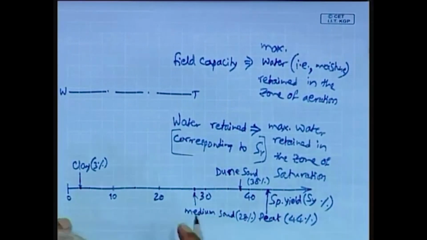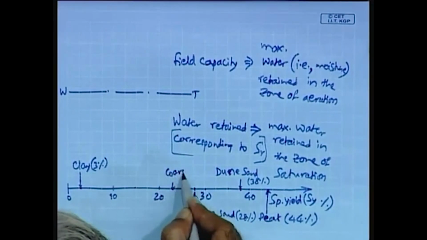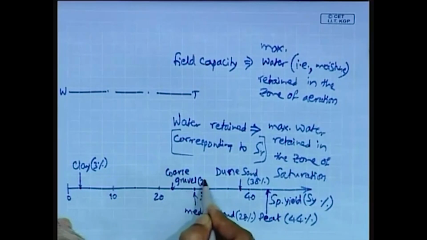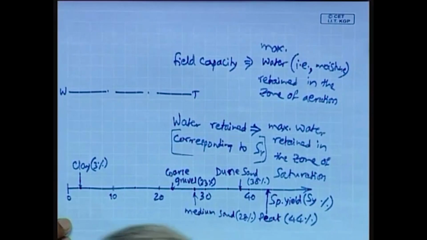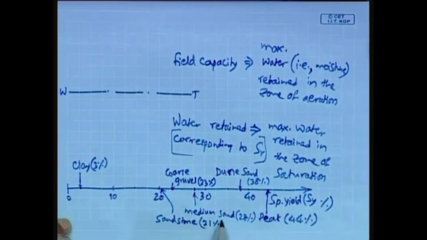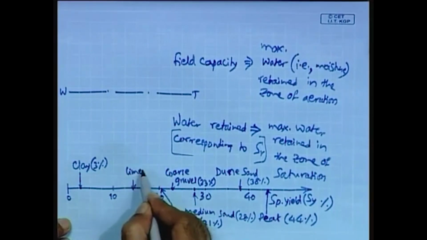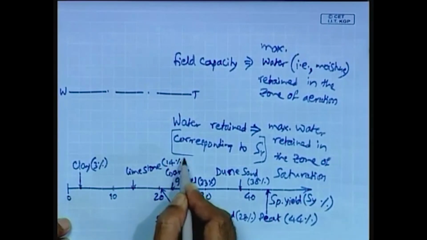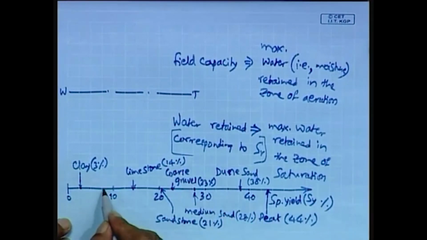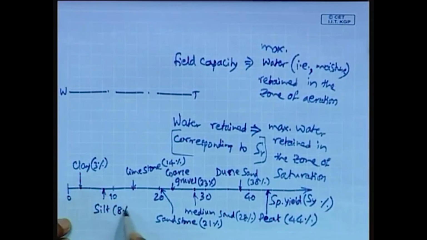and we have say coarse gravel, and we have sandstone, and we have limestone, 14%, and we have silt here with generally this one. Okay.